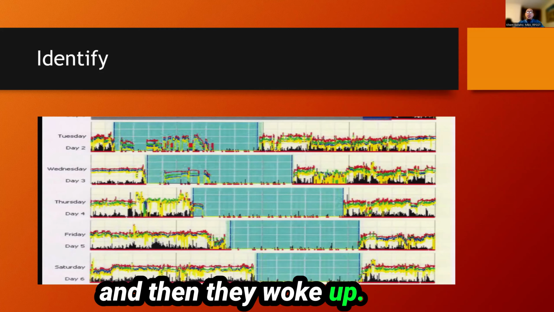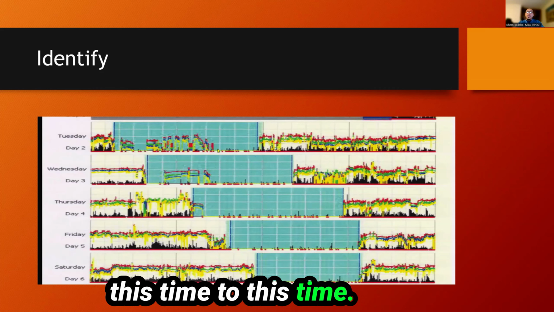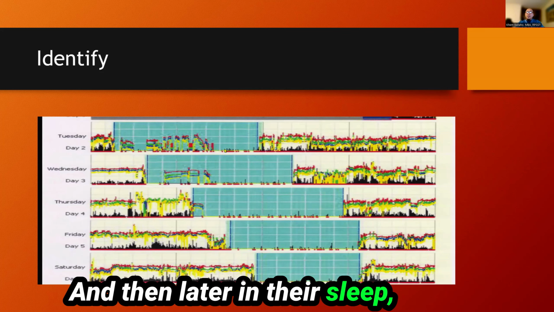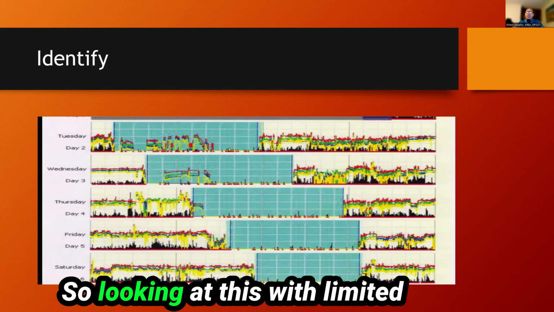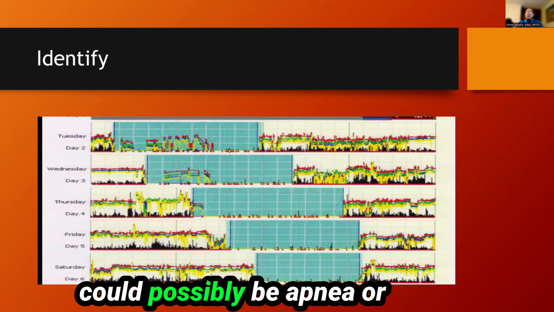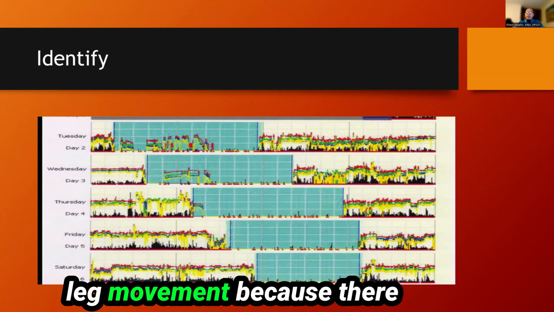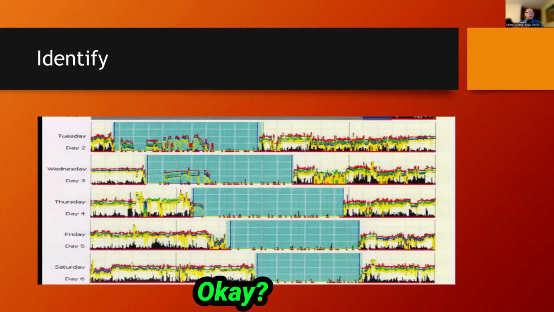And then they woke up because they have a lot of activities here from this time to this time. And then later in their sleep, they went to sleep again, but have some activities. So looking at this with limited amount of information, this could possibly be apneas or leg movement because there's some form of activities. Remember, this is only actigraphy, okay?